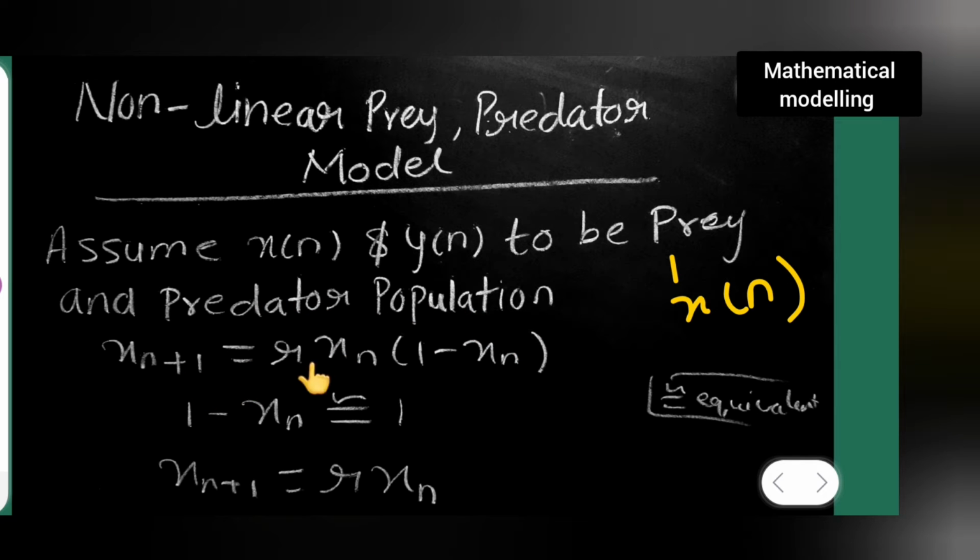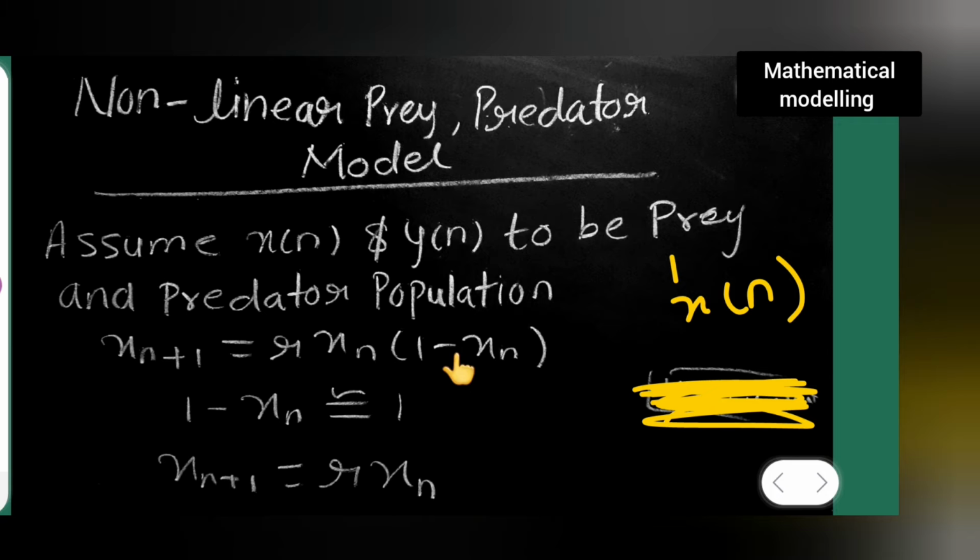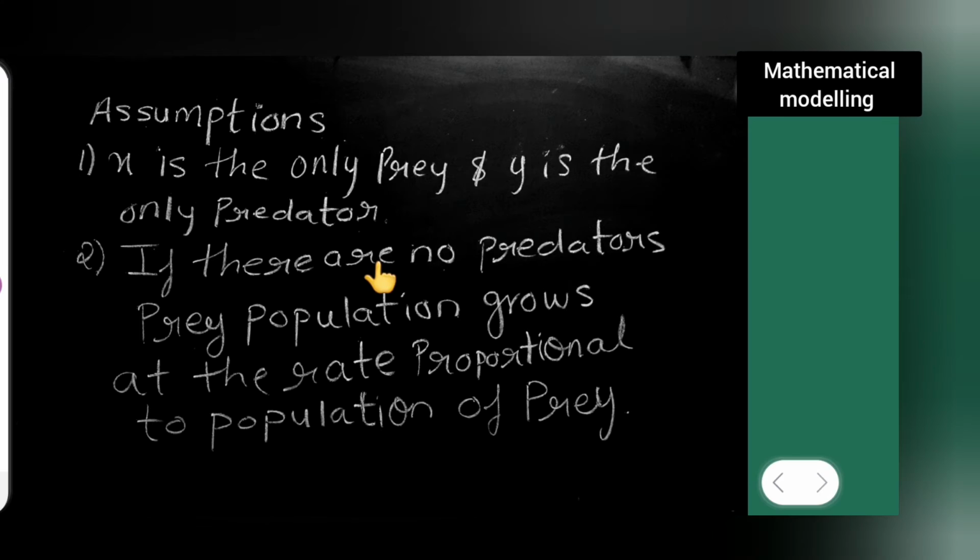Okay, x of n plus 1 is equal to r into x of n into bracket open 1 minus x of n. If this is almost equal to 1, then what are you going to write in place of this? 1, right? So x of n plus 1 is equal to r into x of n, because the value of this I have taken to be equal to 1. Okay. So next is what?